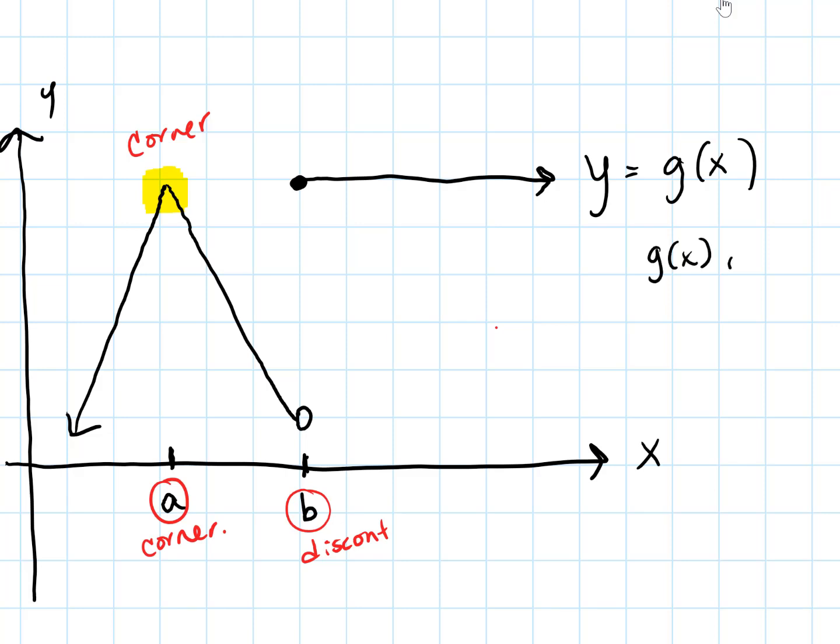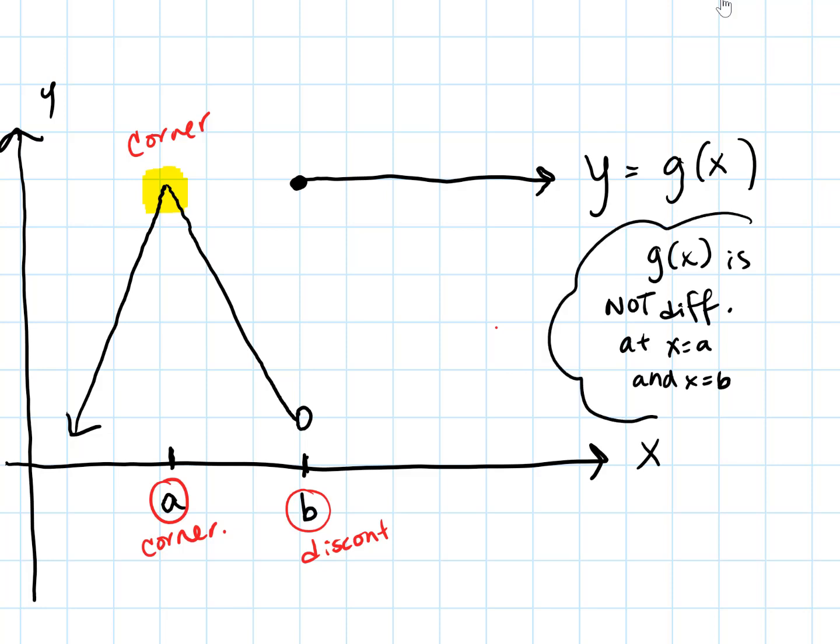So we would say g of x is not differentiable at x equals a and x equals b. One of those reasons was because it was discontinuous, and the other because we had a corner: discontinuous at b and a corner at a. Okay, I'm going to go ahead and erase those because let's actually graph this function.